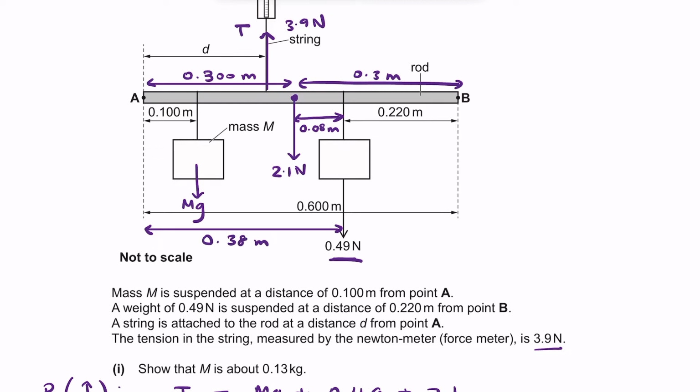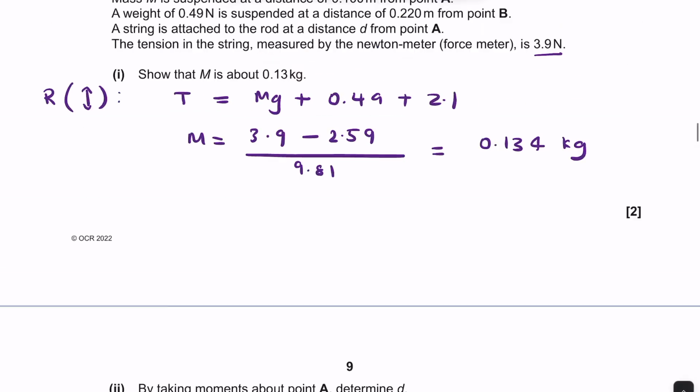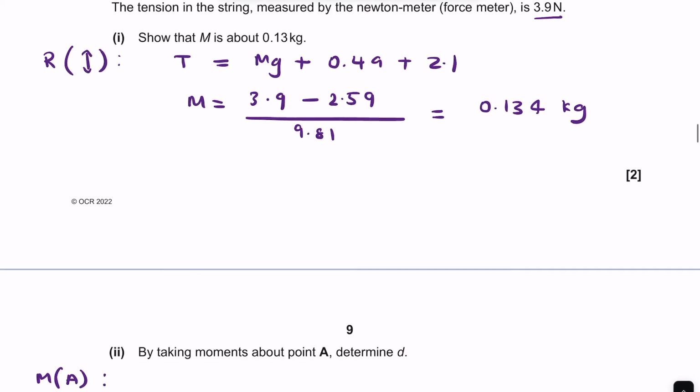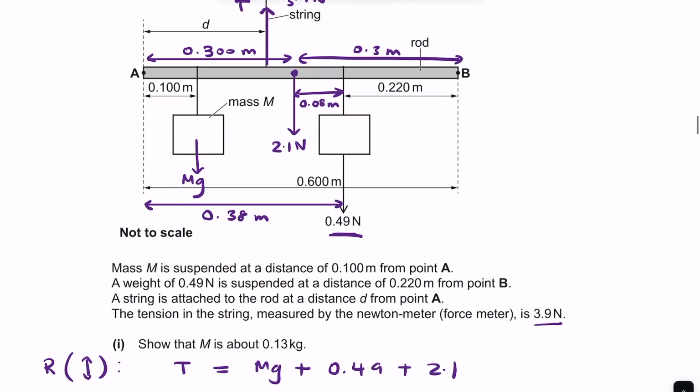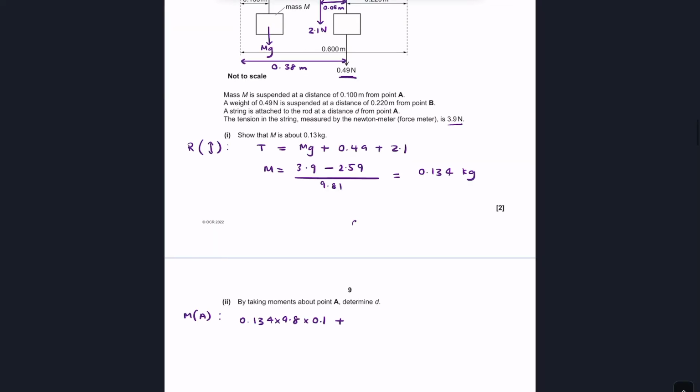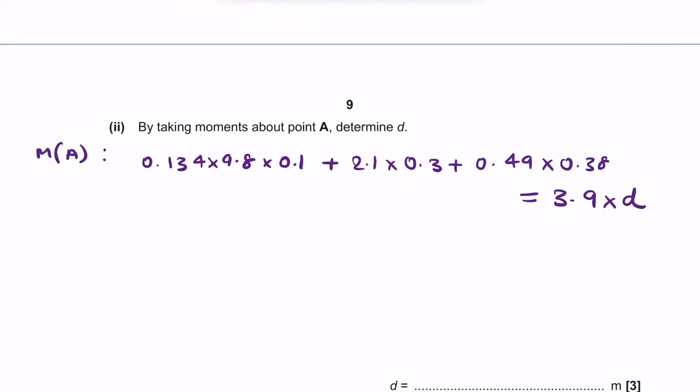So we've got all our calculations set to be done, so let's put them in here. Moment about A: the first one is due to mg, which is at a distance of 0.1 meters, so 0.134 times 9.8 times 0.1. And then we have 2.1 at a distance of 0.3, so 2.1 times 0.3, plus 0.49 at a distance of 0.38, and all that is up against the tension times the distance from A. So quite a simple calculation, for 3 marks.